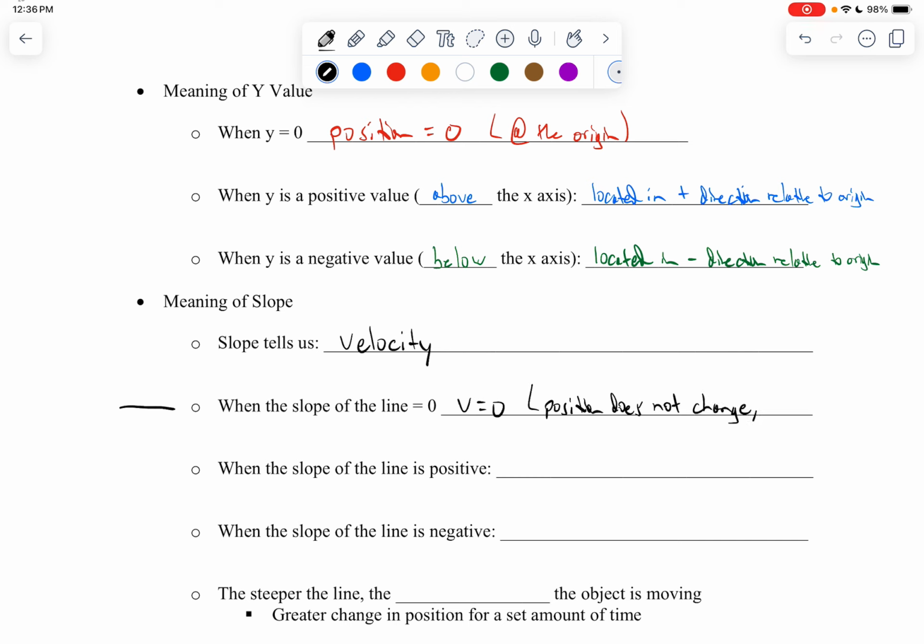So again, we have no position change, which means the object is not in motion. If instead we have a positive slope, that means we have a positive velocity, and our object's going to be moving in the positive direction. So this would symbolize our object moving towards the right in this case.